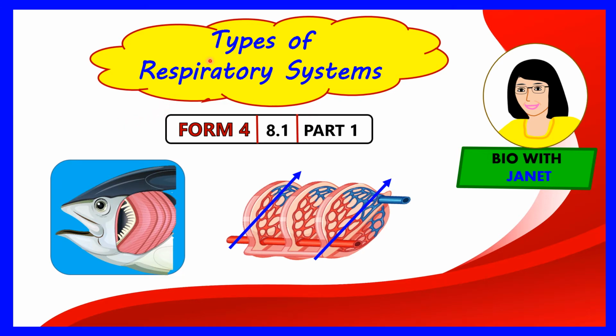Today we'll be studying Chapter 8, Types of Respiratory Systems. This chapter is from the Form 4 Biology syllabus, the KSSM syllabus for biology. The subtopic is 8.1, Part 1. In this topic, we'll be studying gaseous exchange in amoeba, insects and fishes.